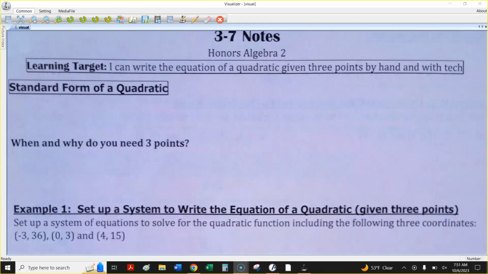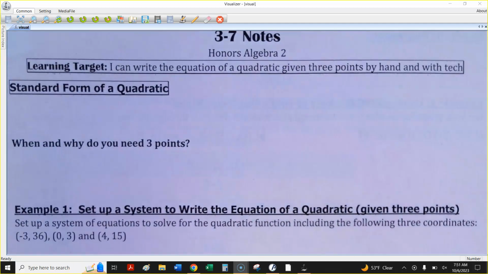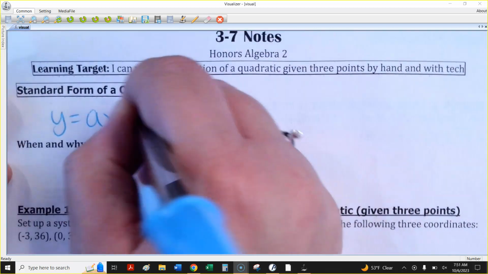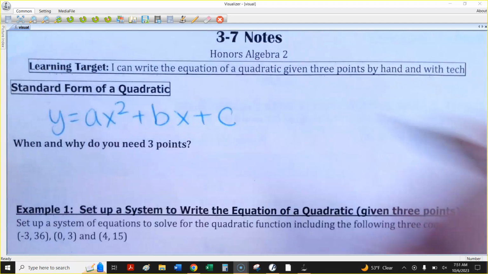If you're working with standard form. We wrote equations of quadratics looking at a graph and then also given a couple points in vertex form. Today we're going to do it in standard form. So standard form looks like y equals ax squared plus bx plus c.